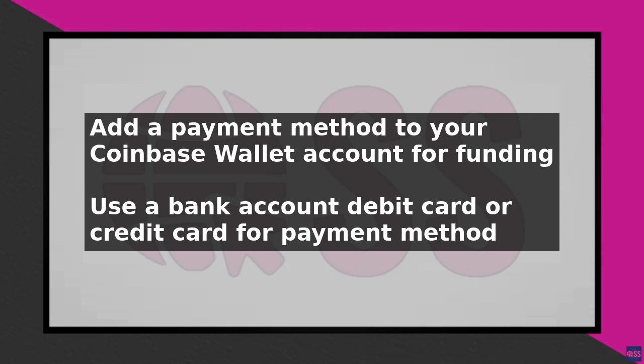Now that your account is set up and funded, you need to navigate to the trading section of the app. Here you can search for Trump coin and select it from the list of available assets. If Trump coin is not available on Coinbase, you may need to use a different cryptocurrency exchange that supports this coin. To buy Trump coin, enter the amount you want to purchase and confirm the transaction.